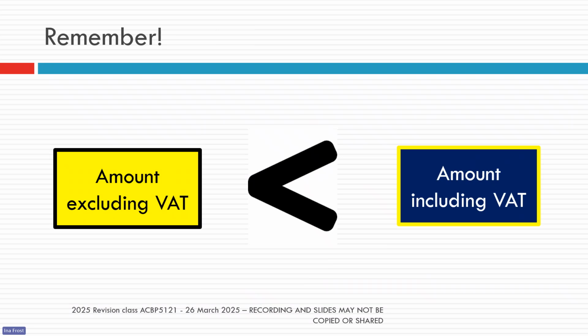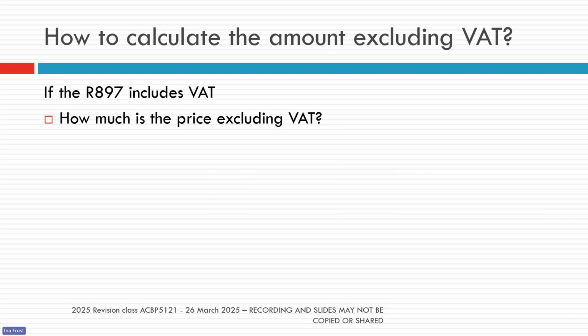Please, as a rule of thumb, you have to remember that the amount excluding VAT must always be smaller than the amount including VAT. So if you make your calculation and all of a sudden your amount including VAT is much smaller than your amount excluding VAT, then that should be like a warning bell that goes off in your mind, and that must say, oh, hang on, maybe you didn't do your calculation quite correctly. So always remember the amount excluding VAT is always the smaller of the two amounts.